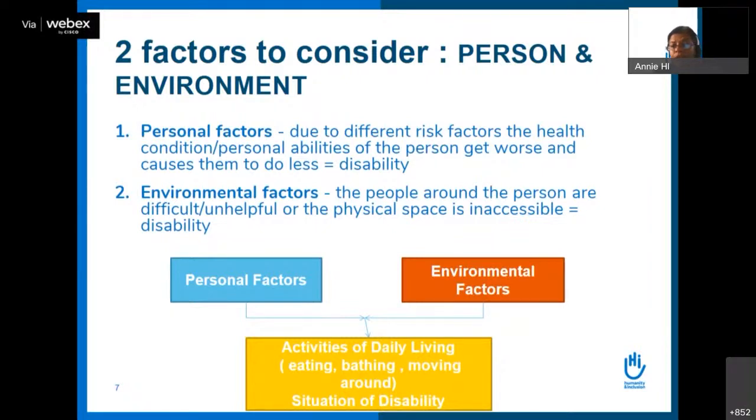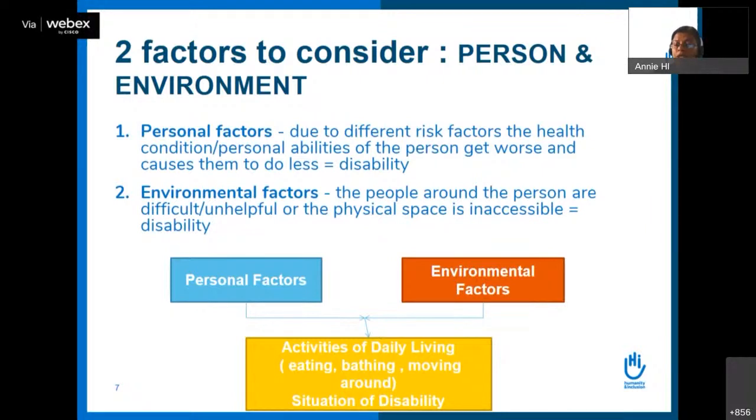Then you have attitudinal barriers. A lot of people will think, oh, this child cannot do anything, she cannot do anything. Those are attitudinal barriers. Sometimes parents are also very overprotective. They will say, no, my child will fall, so I don't want the child to play. So those are some attitudinal barriers.